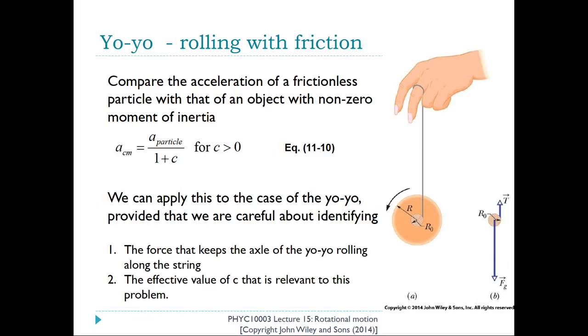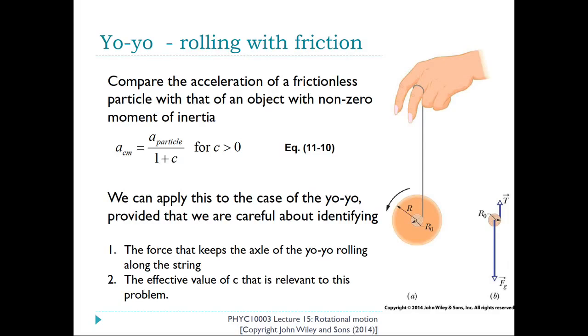So going back to exactly what we did before, it's got some moment of inertia, some sort of geometric effect, therefore that acceleration is going to be slightly higher than the acceleration of the center of mass. We can apply this to the case of a yo-yo, provided that we're careful about identifying a couple of things. We have to think about this system, and we have to make a couple of base assumptions to simplify it a bit. We have to look at the force that keeps the axle of the yo-yo rolling along the string, and we have the effective value of c that is relevant to this problem.